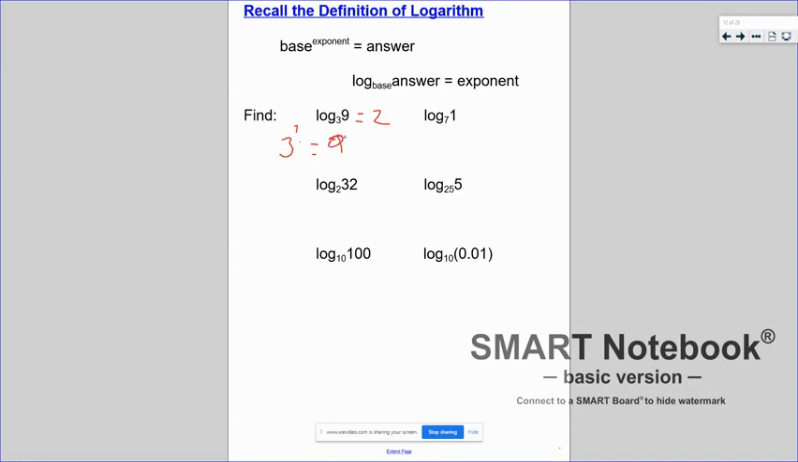Sometimes people put x's in there. There isn't really an x in this expression. It just says log base 3 of 9. So I just write 3 to the question mark equals 9.